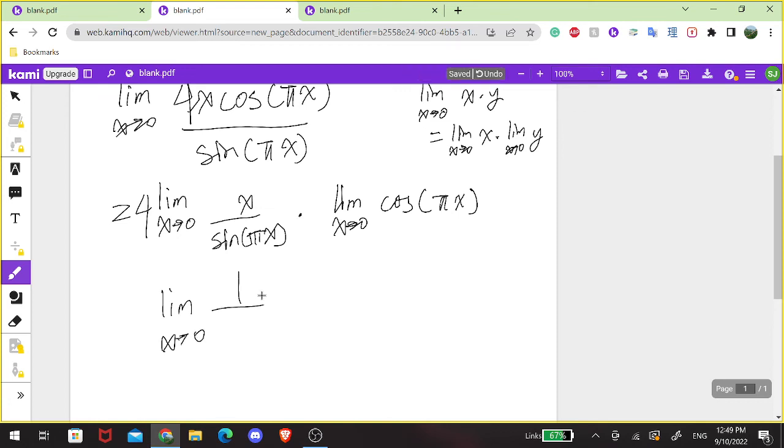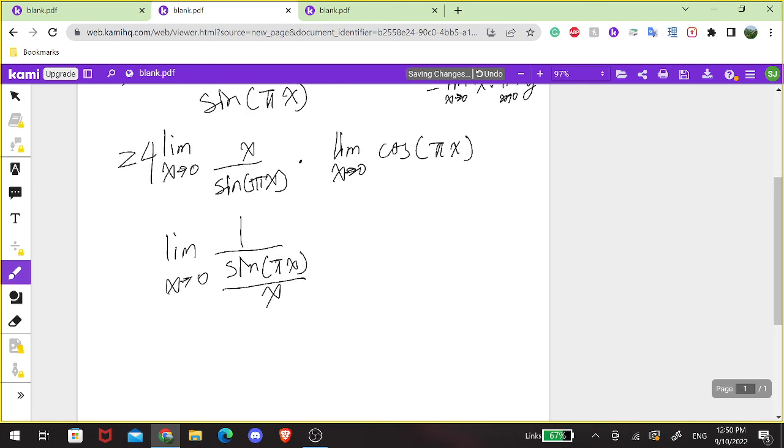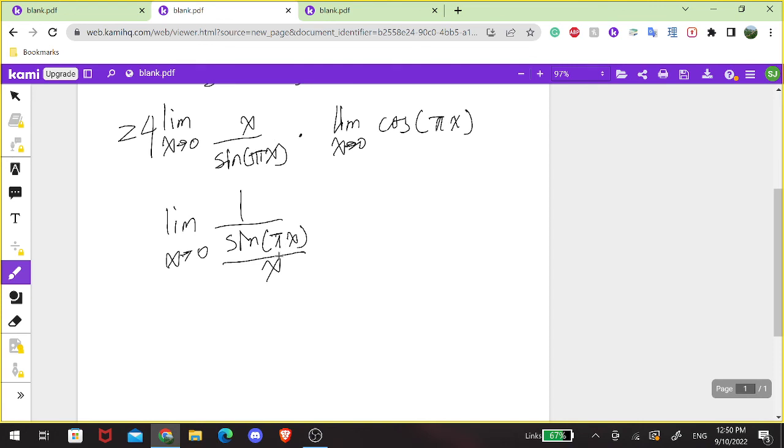So you have 1 over sine pi x over x. All right, really hope you know where this came from. So I just divided this over 1. Let me think how I can explain this. All right, so I took the inverse of this. Basically took this to the negative first power, right? If we take this to the negative first power, we get this. And now look at what we have here. Sine of pi x over x.